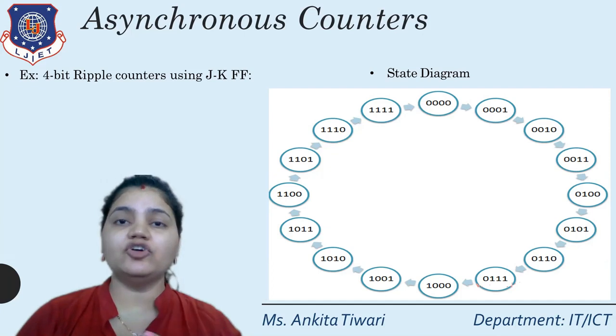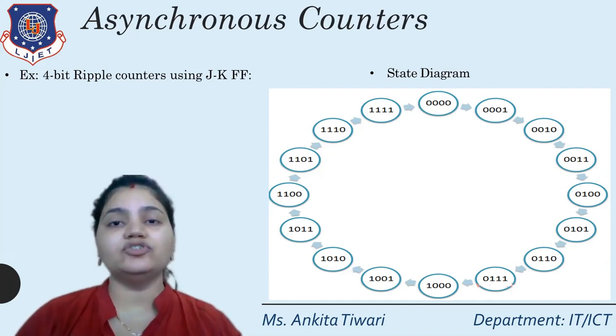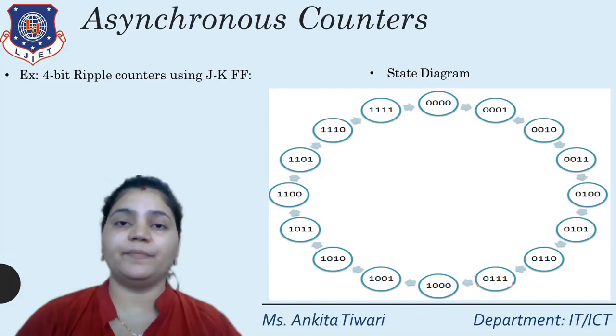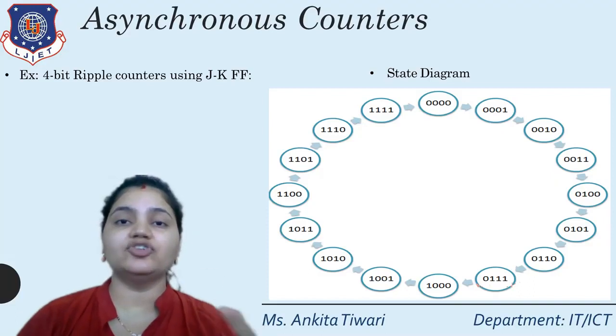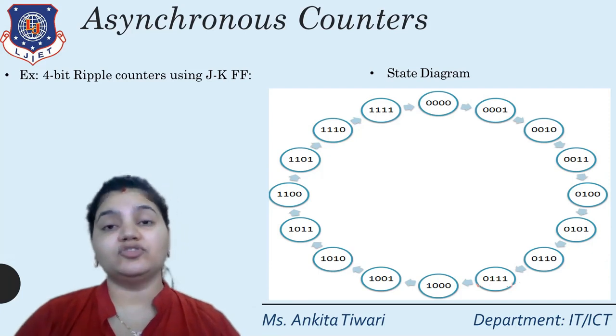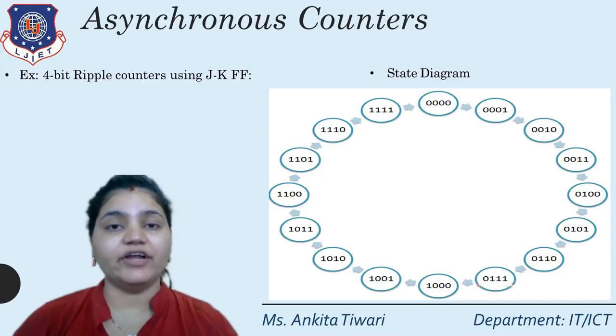Same thing. Now 0, 0, 0, 1 is the present state, so the next state will be 0, 0, 1, 0. Now the present state is 0, 0, 1, 0. The next state will be 3, that is 0, 0, 1, 1. Now the present state is 3, that is 0, 0, 1, 1. The next state will be 0, 1, 0, 0. So this is how it goes till 15, that is 1, 1, 1, 1.